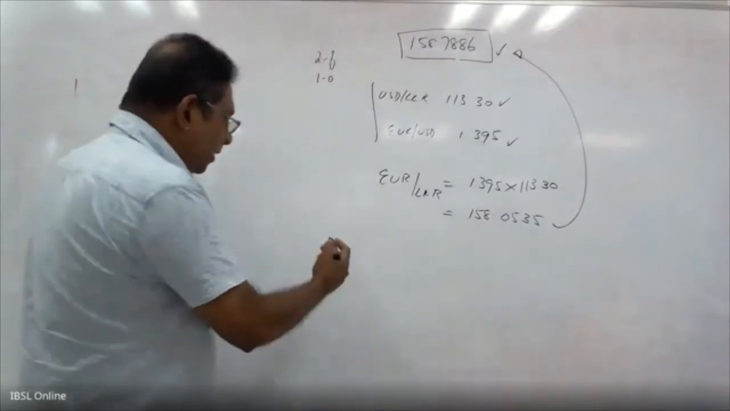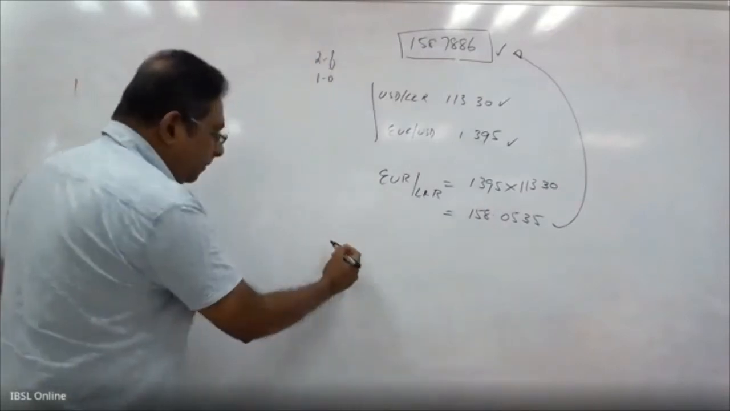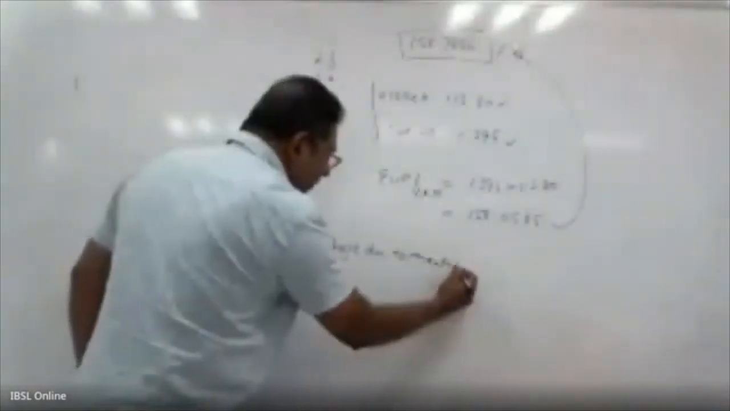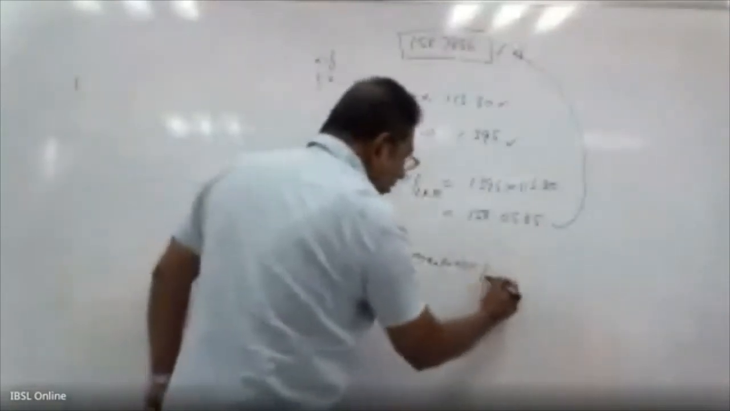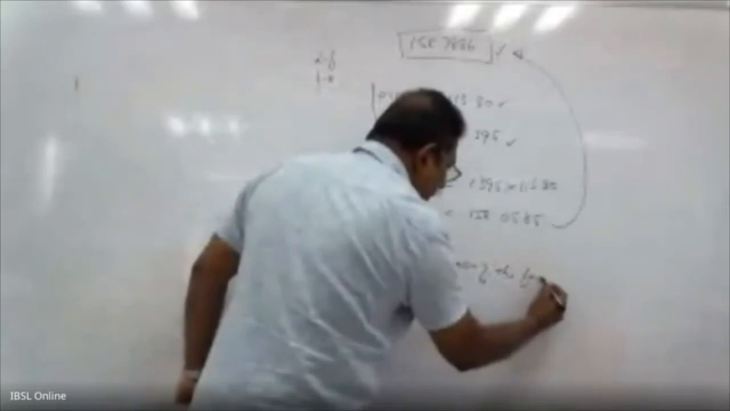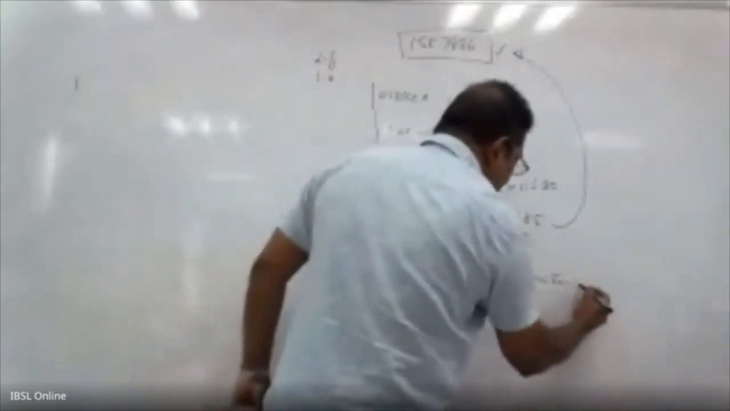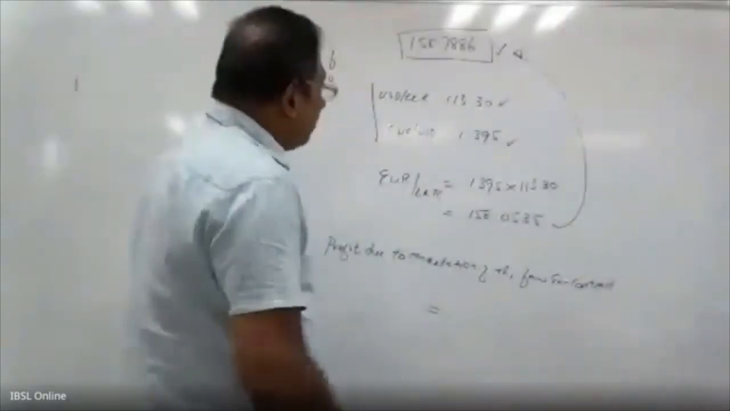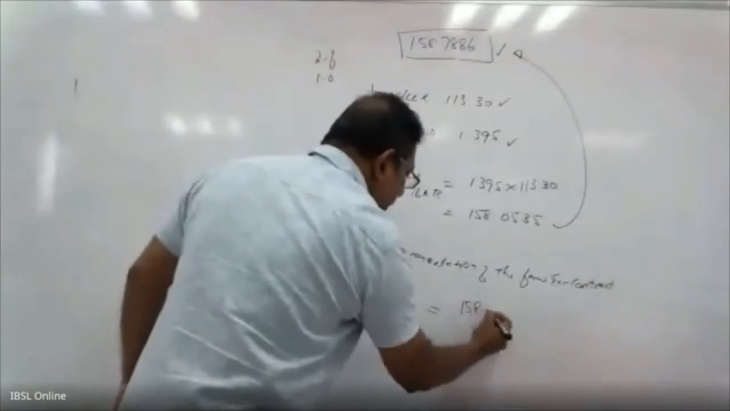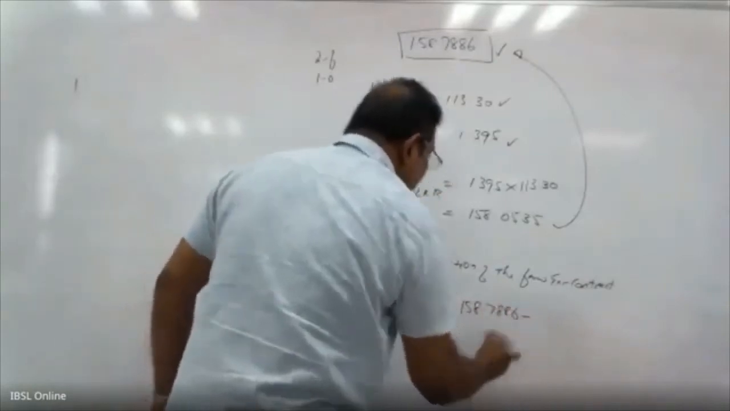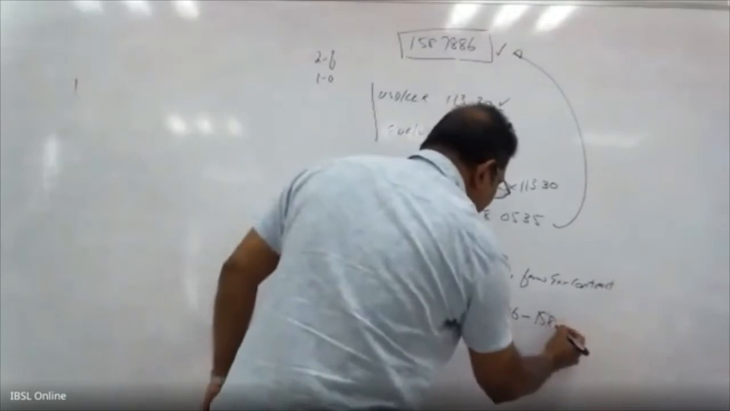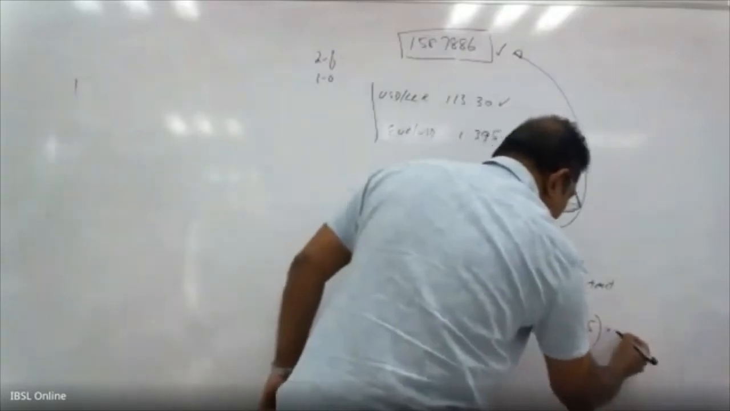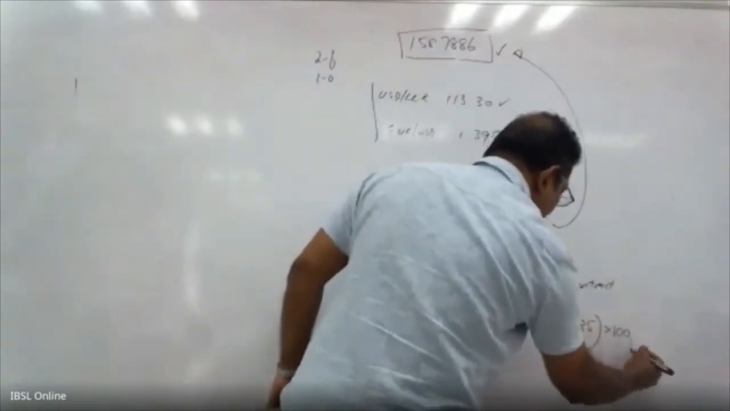So you say here, profit due to cancellation of the forward exchange contract is equivalent to 158.7886 minus 158.0535 multiplied by the value of the shipment, 100,000.